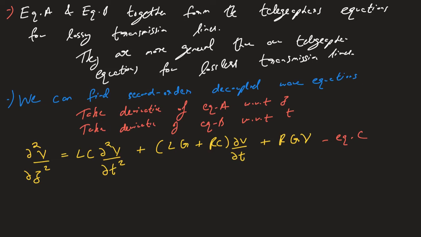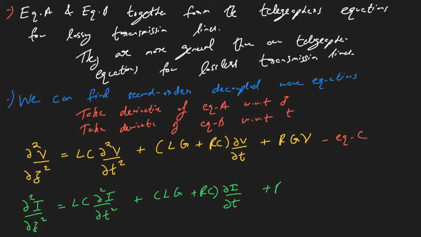And the second wave equation you get is that del 2I by del z square becomes equal to LC del 2I by del t square plus (LG plus RC) partial I by partial t plus RGI, and we'll call this equation D. So equation C and equation D.